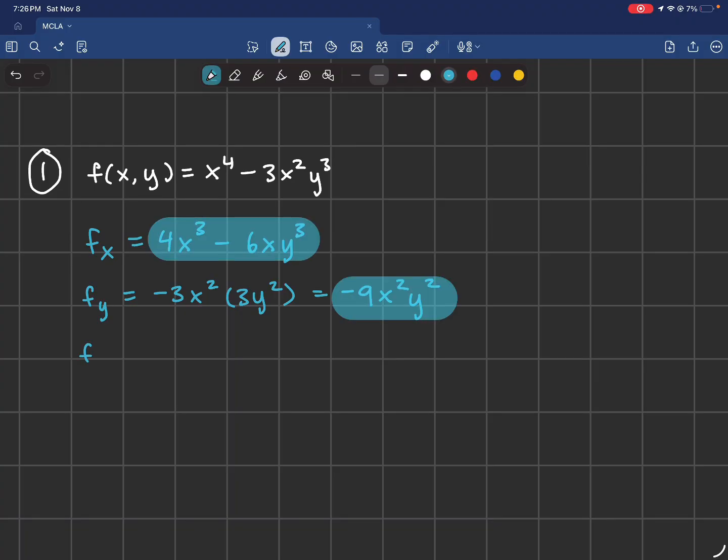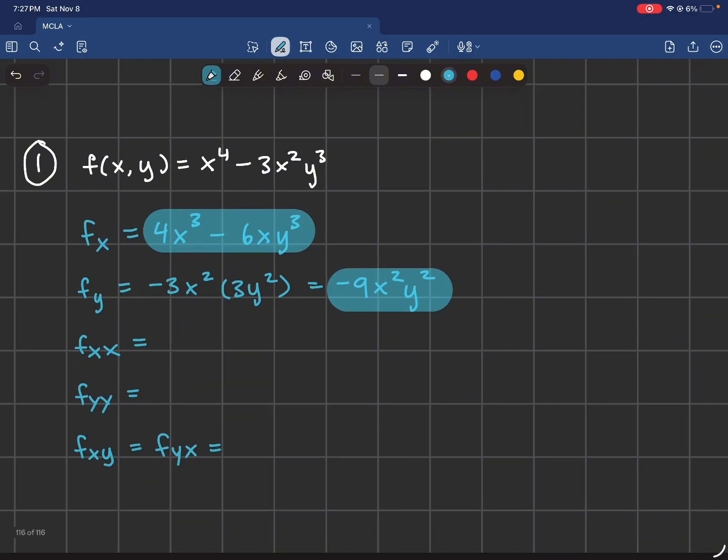The next thing I'm going to do is find all my second partial derivatives. In order to find f_xx, I need to figure out which terms within this answer have x in them. I know that both of them do, so I'm going to find 12x squared minus 6y cubed. For f_yy, again, it has only one term and it has y in it, so we are going to differentiate this. So we get negative 18x squared y.